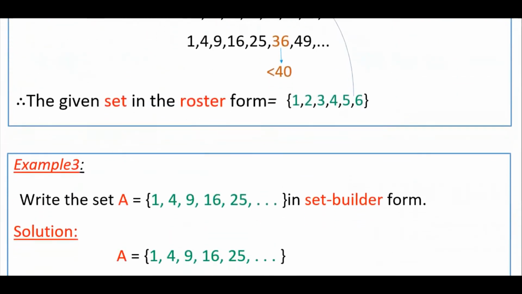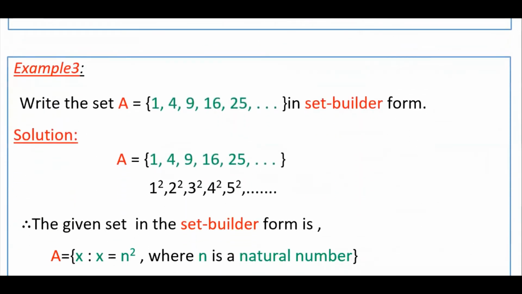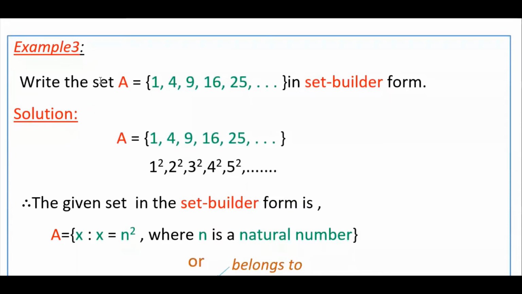And next one is example 3. Here write the set A is equal to 1, 4, 9, 16, 25, etc. in set builder form. So this is given in roster form. You have to write in set builder form. So first write A is equal to 1, 4, 9, 16, 25, etc. If you observe these numbers, you will easily identify these are square numbers. So 1 square, 2 square, 3 square is 9, 4 square is 16 like this. So this you can write in set builder form.